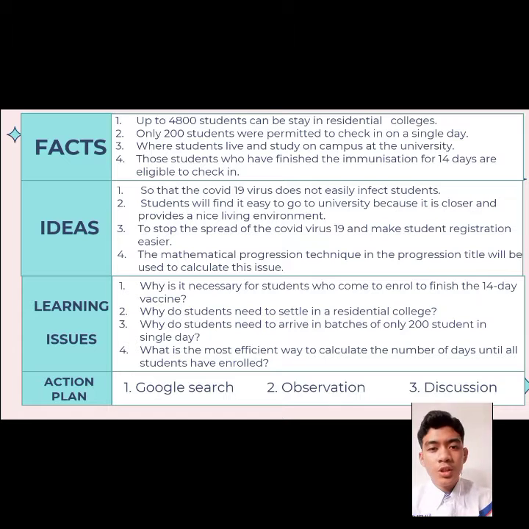There are 4 learning issues we can get in our arithmetic progression Fila table. First, why is it necessary for students who come to enroll to finish the 14-day vaccine? Second, why do students need to settle in a residential college? Third, why do students need to arrive in batches of only 200 students in a single day? Fourth, what is the most efficient way to calculate the number of days until all students have enrolled? The action plan we will use are Google search, observation, and discussion.